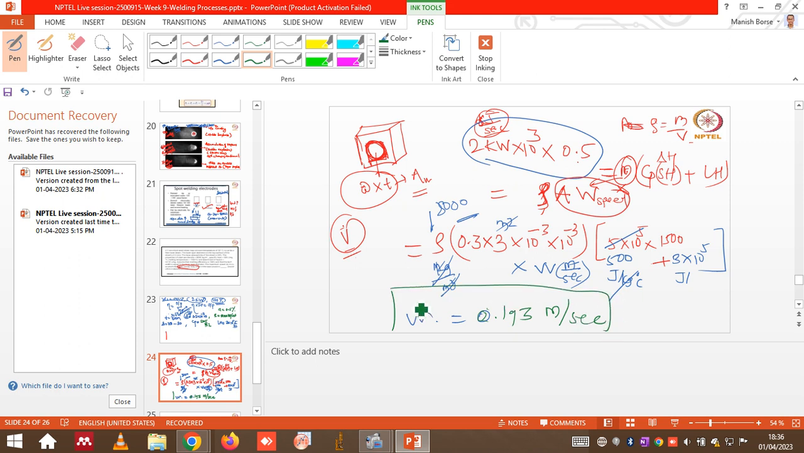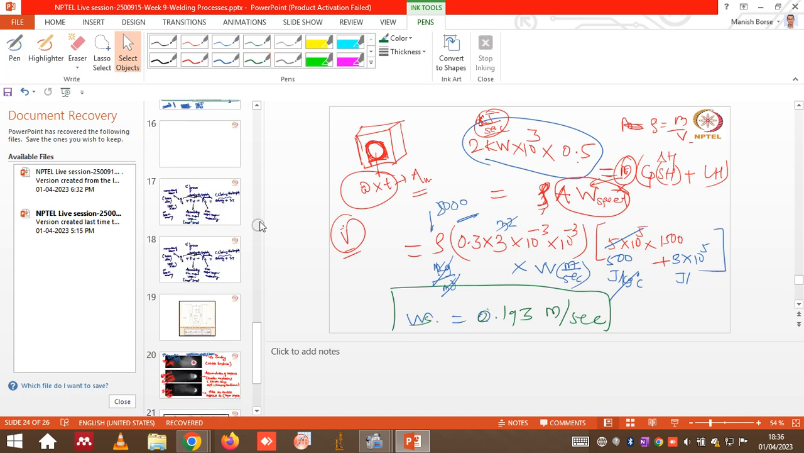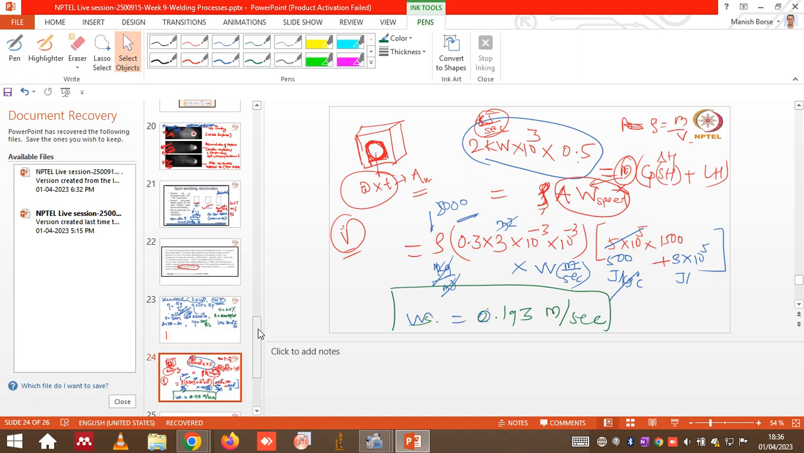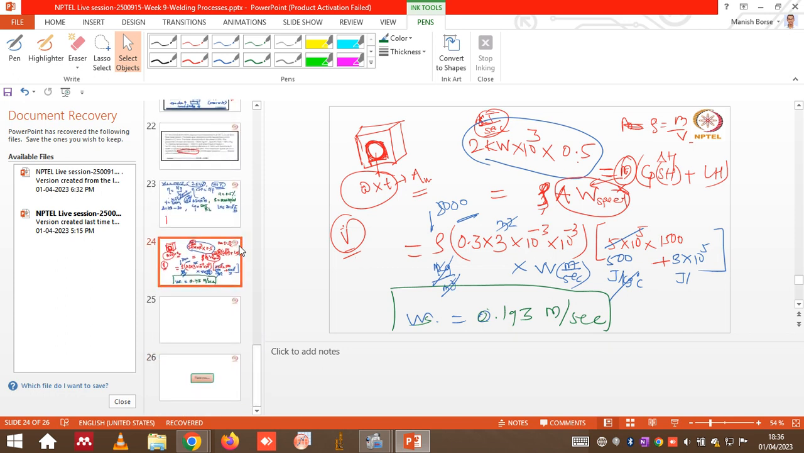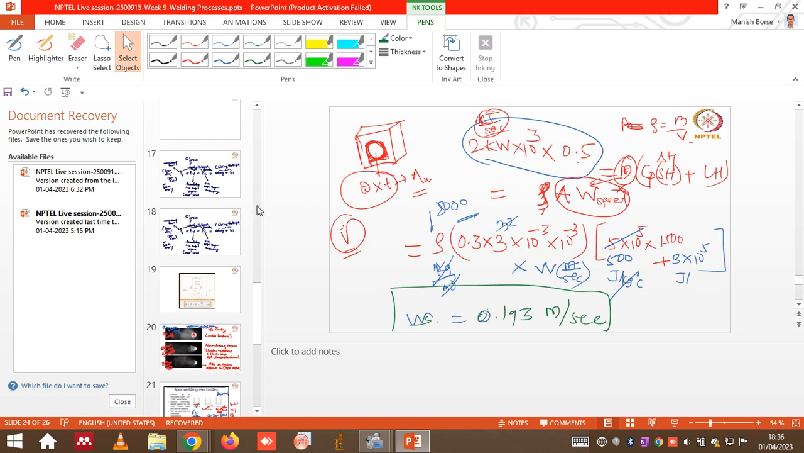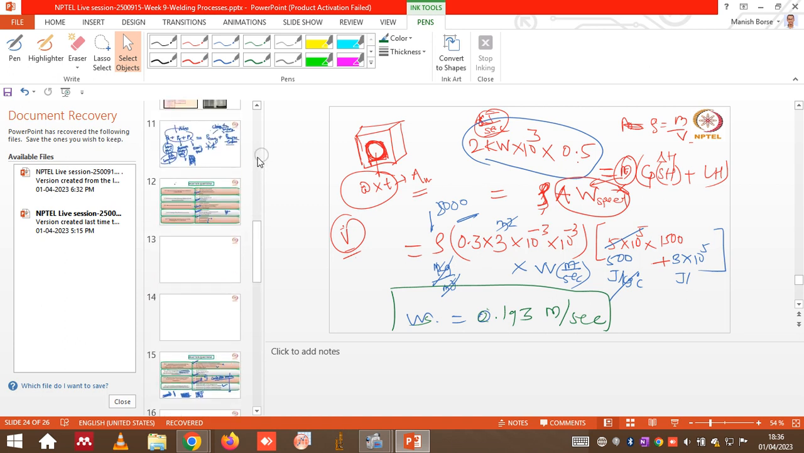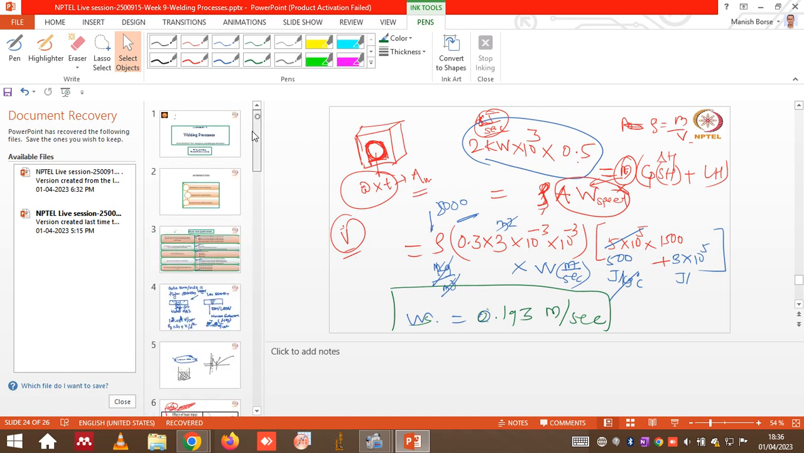Okay, so the concept is the same as what we have seen in resistance spot welding, and this type of numerical can be expected on laser welding and laser machining operations, right? So with that I end all the topics I wanted to cover in this live session. If you have any doubt, then we can discuss again, right?